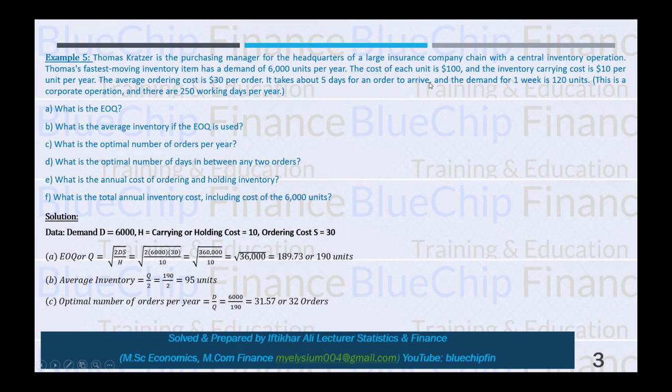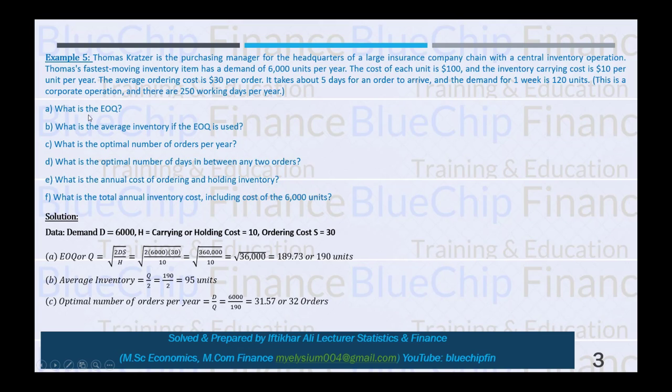After that, it takes about 5 days for an order to arrive. So your lead time is 5 days and the demand for 1 week is 120 units. This is a corporate operation and there are 250 working days per year. So there are a number of different requirements asked in this question.